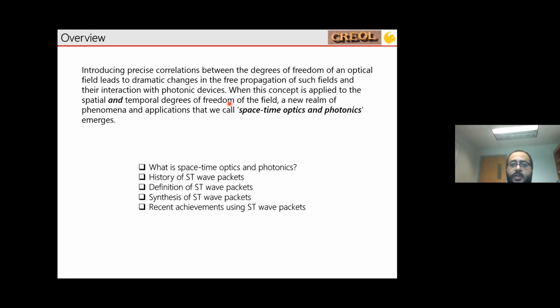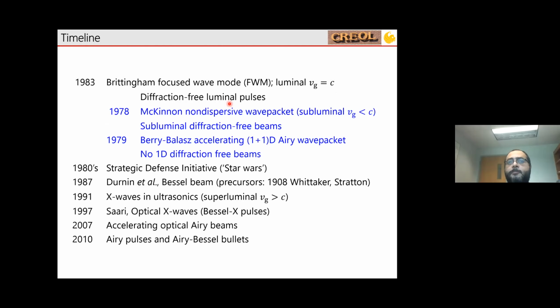After introducing space-time optics, I'm going to give you a short history of this topic, how I define space-time wave packets, how we synthesize them, and then the majority of my talk is going to be about some of the recent applications and achievements that we've been able to investigate using these new forms of optical fields.